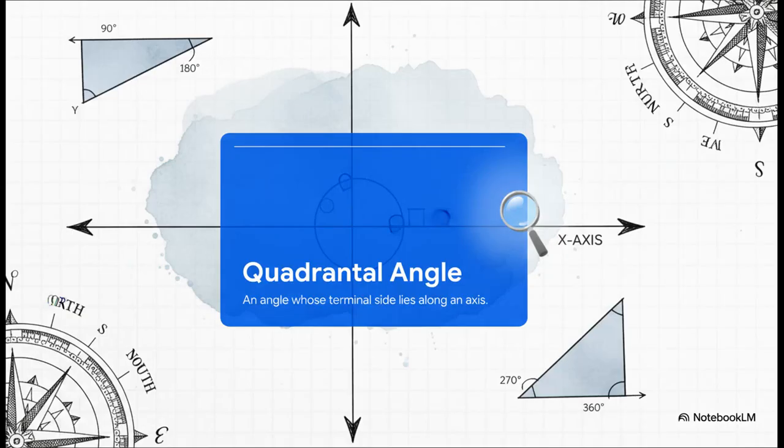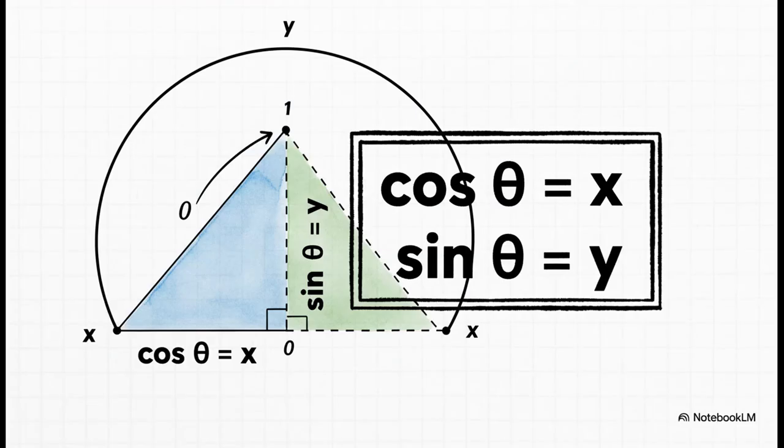So let's get the official definition out of the way. A quadrantal angle is just an angle where its final side, what we call the terminal side, lands perfectly on either the x-axis or the y-axis. There's no in between, it's not almost on the line, it's perfectly on it. Think of it like a compass needle, pointing directly east, north, west, or south. That's it.